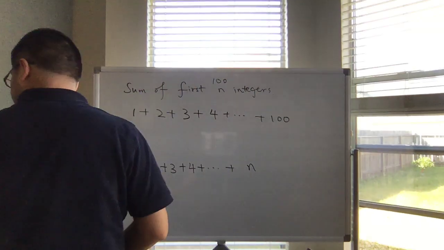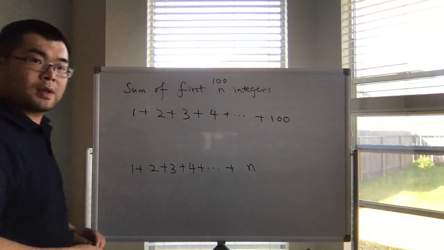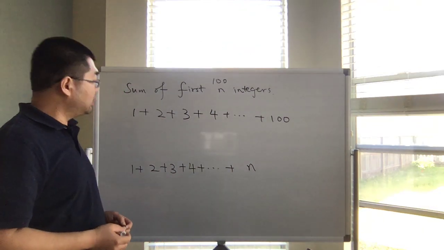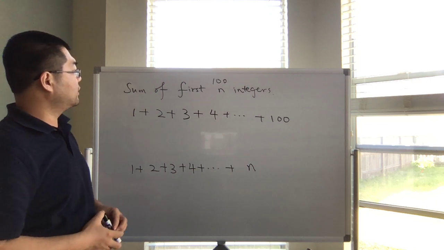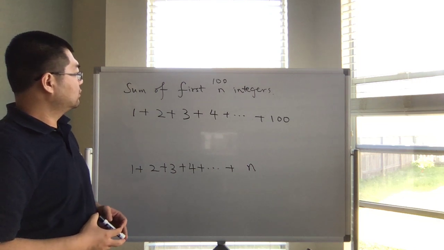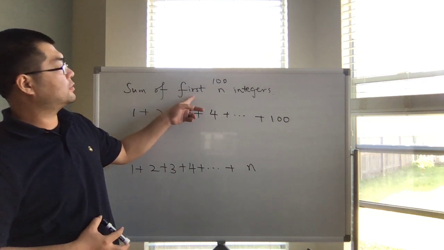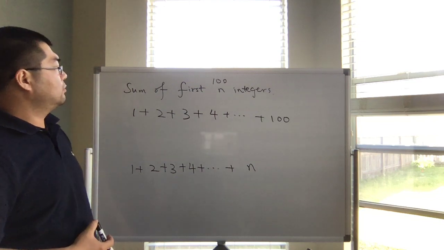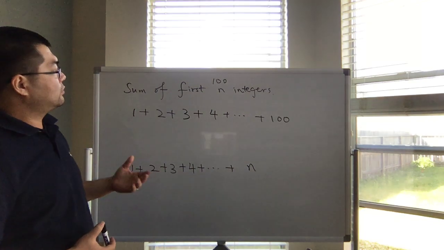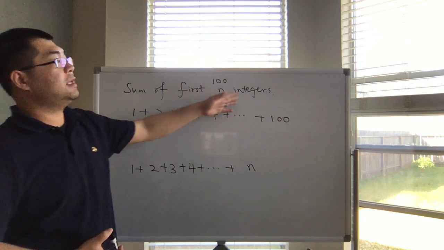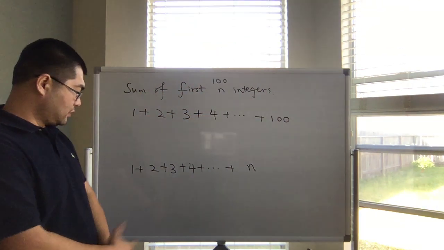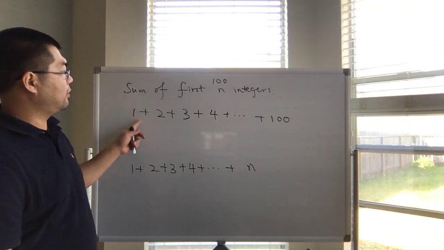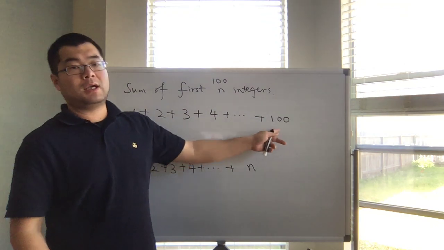Alright, so let's continue with the sigma notation. And let's look at this example here. The problem says like this: find the sum of the first 100 integers. Okay, we start from 1. And also, after that, trying to figure out, what's the sum of the first n integers? First n integers, starting from 1. And look at the first part. We have 1 plus 2 plus 3 plus 4, up to 100.